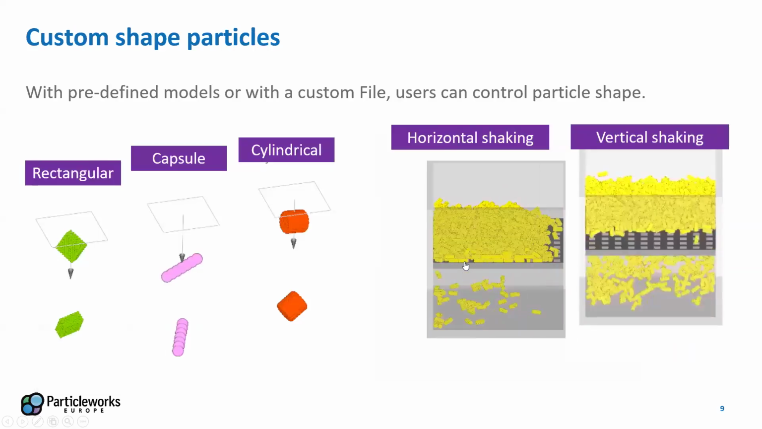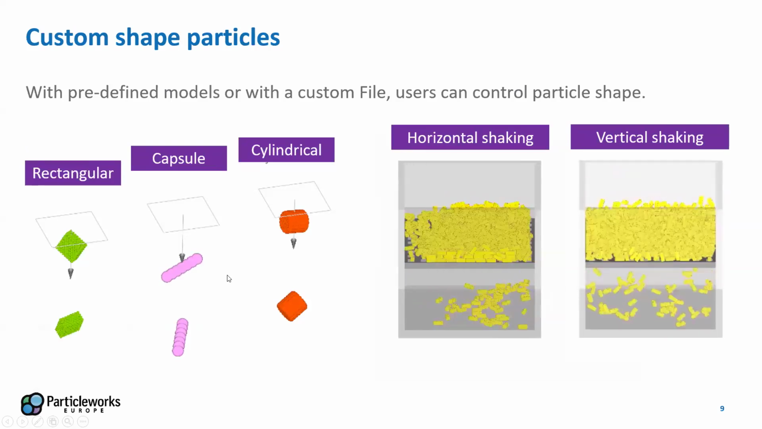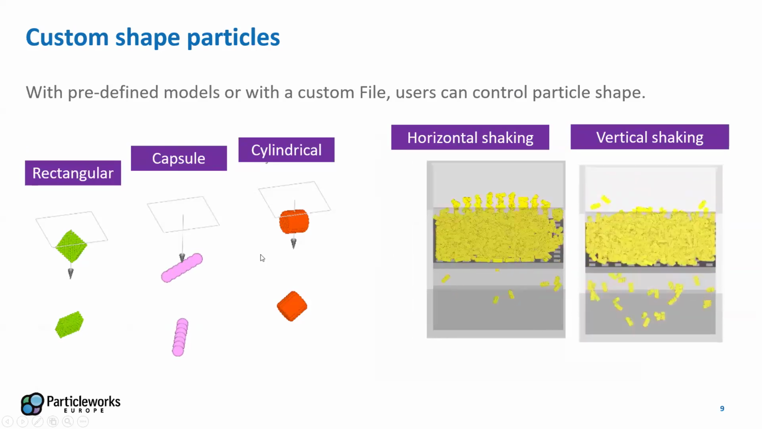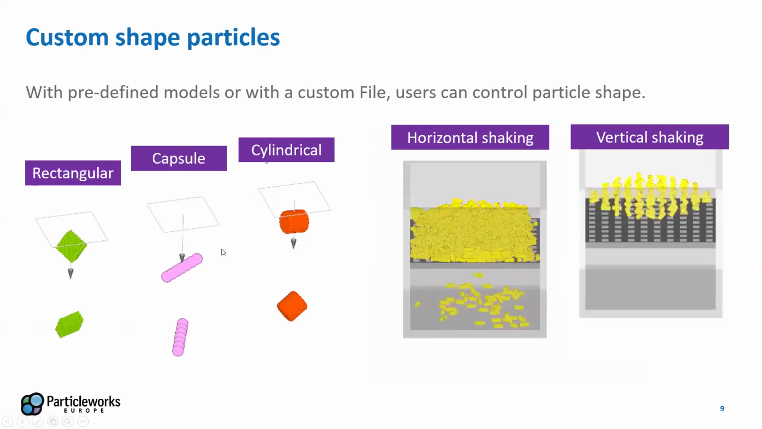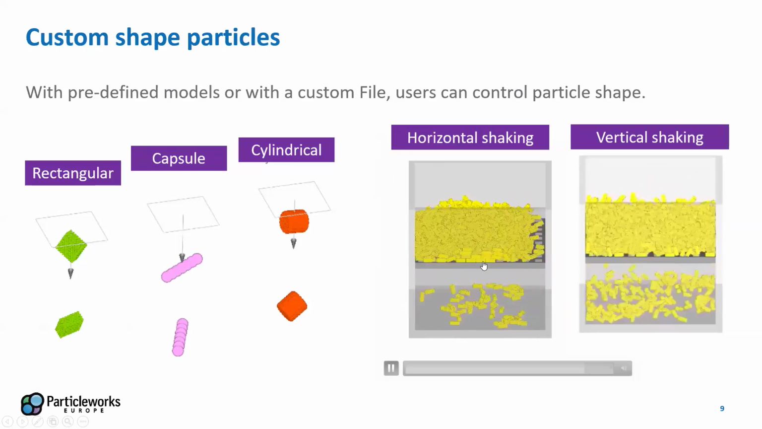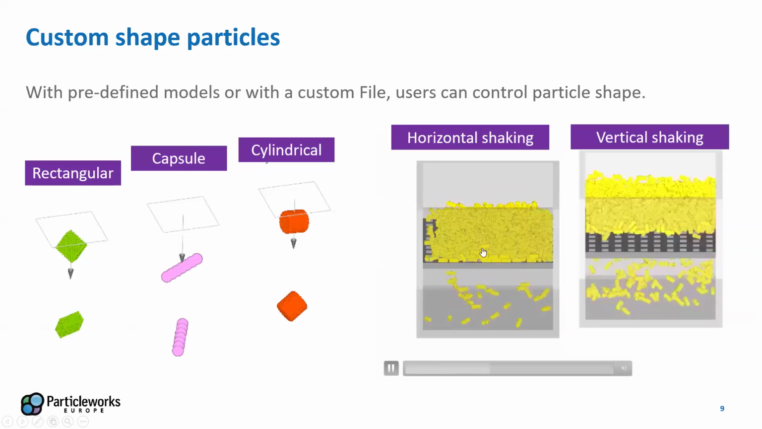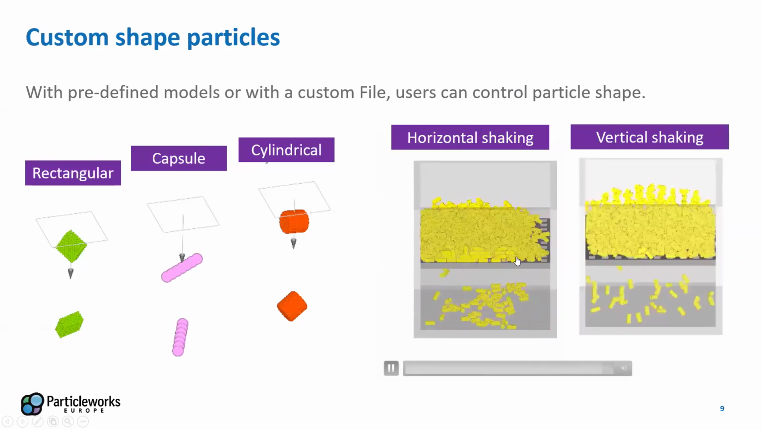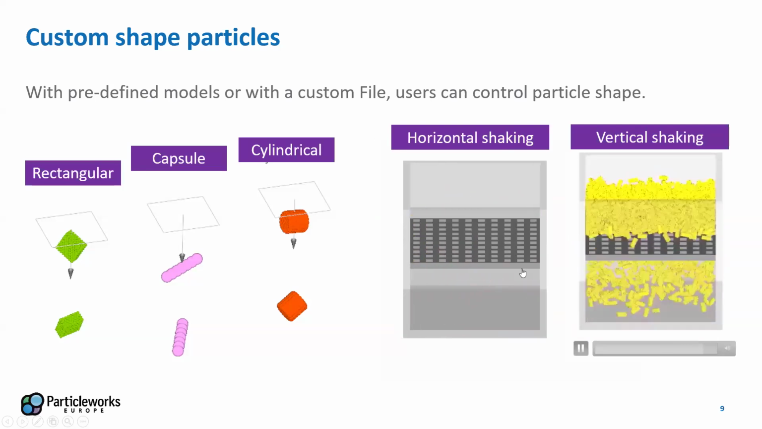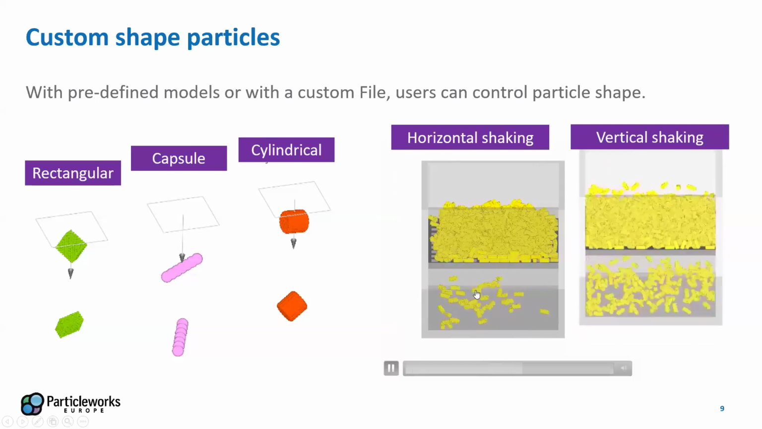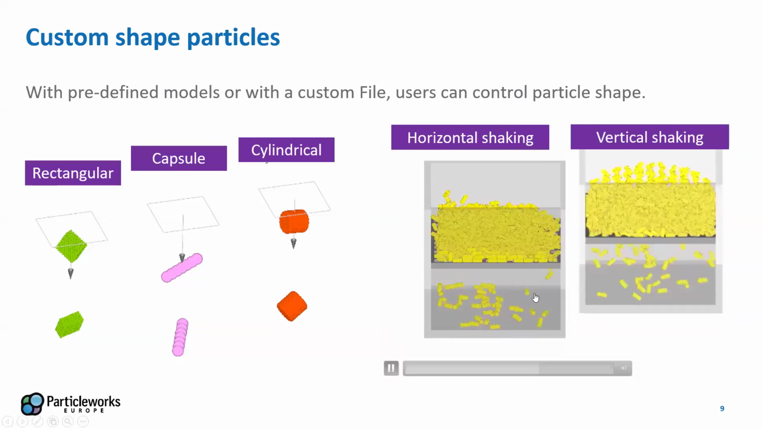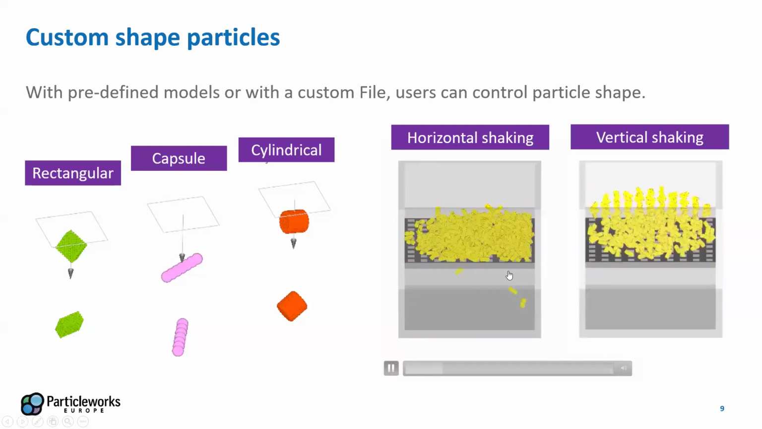Also, a new feature of the latest release of the software is custom shapes, not only spherical particles, but also, as you can see, rectangular and capsule-like particles. That is very interesting because the geometrical features of the particles can influence the flow. In this case, depending on the type of shaking and the shape of the powder, we can have higher or lower mixing or flow.